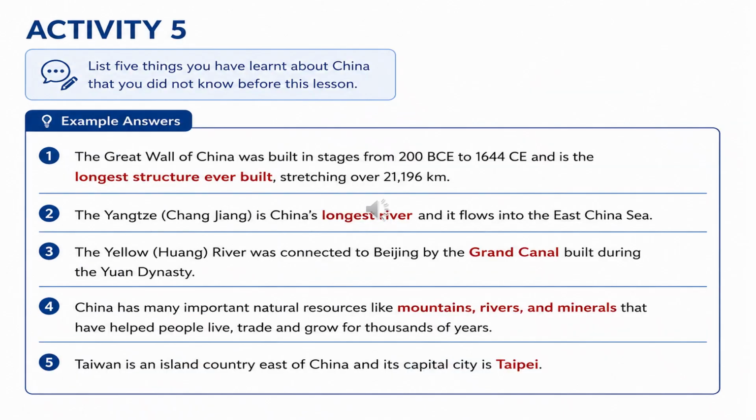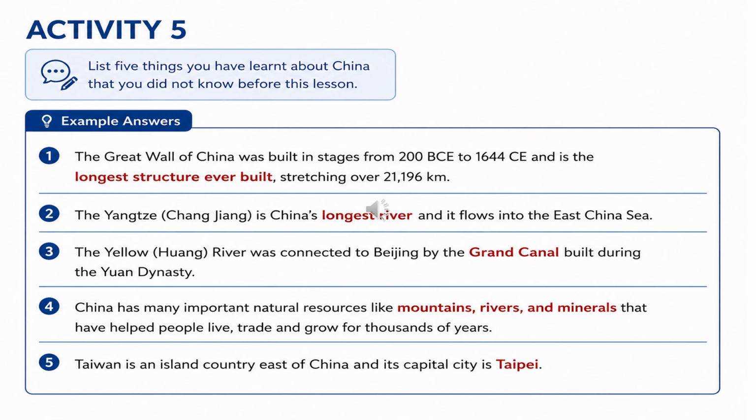So activity 5 is a mini plenary session. It asks you to list 5 new sentences or new facts that you learned about East Asia, especially about China. So before looking at the example answers, I would like you to think about it for a moment. So what are the 5 new facts that you have learned today? If you have your notebook with you, write them down now. I will give you a few seconds to think.